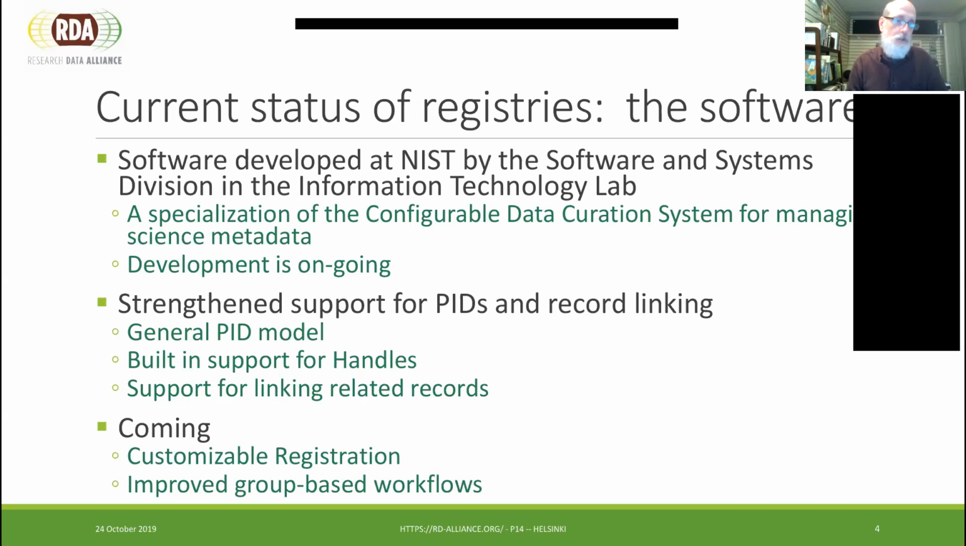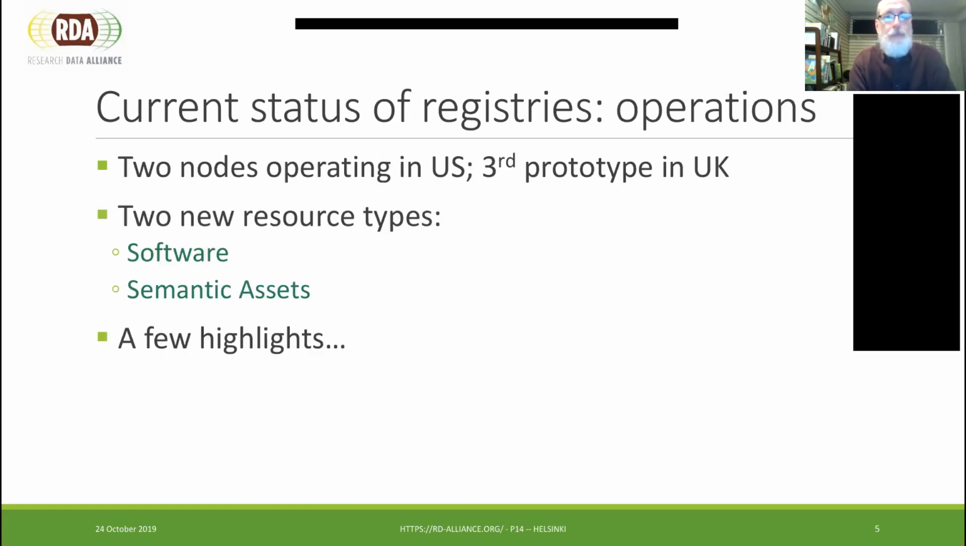And there are some other features that are coming out that we're working on. Very soon there'll be this feature for customizing how users can register for an account on the registry so that they can create records. And we're looking at improved group-based workflows where you might have several people working on creating records that go into the system, that they would collaborate together on. And a bit more about how we operate these registries. As I mentioned, we have two nodes working in the US, and there's a third that may be coming from the UK, and I'll say a little bit more about that in a minute.